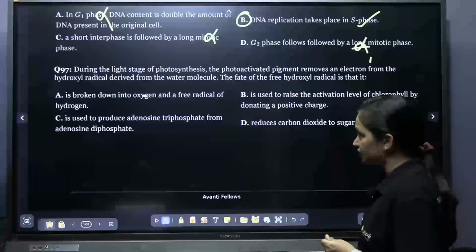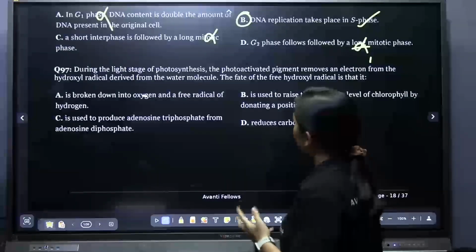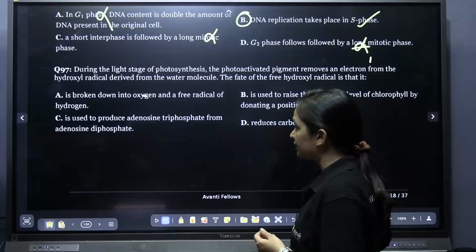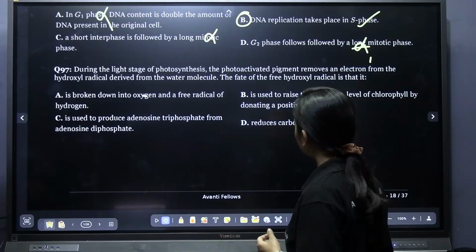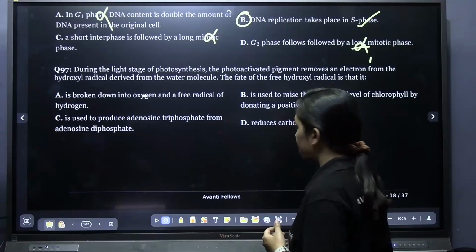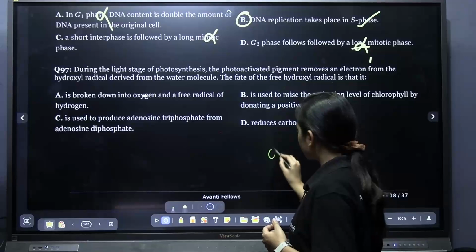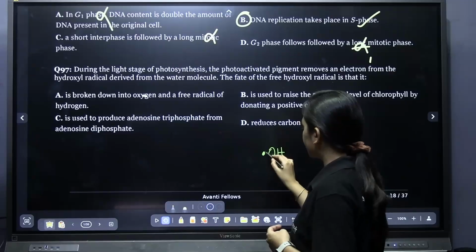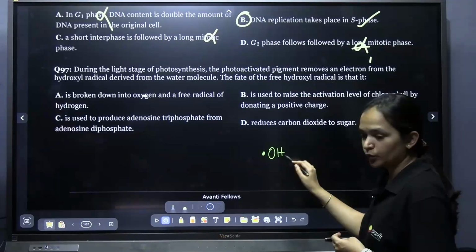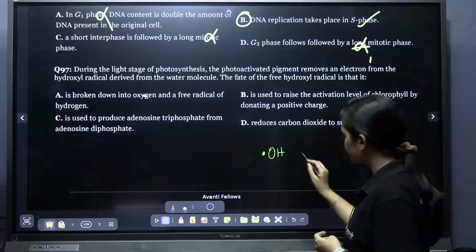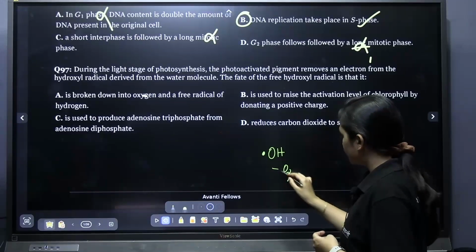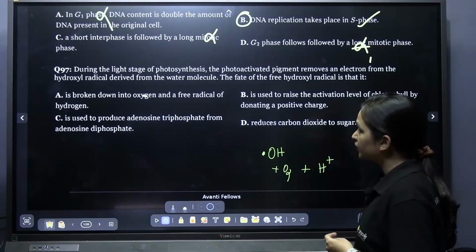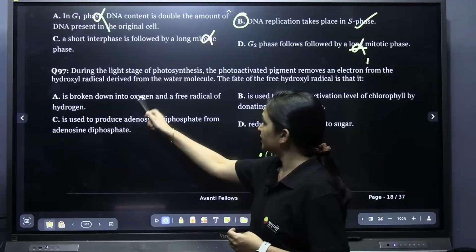During the light stage of photosynthesis, which means light reaction, the photoactivated pigment removes an electron from the hydroxyl radical derived from the water molecules. The fate of the free hydroxyl radical is that. Okay, so hydroxyl, that is OH, that will be a radical. So what happens? Many OH will be there, which together makes O2 and protons.